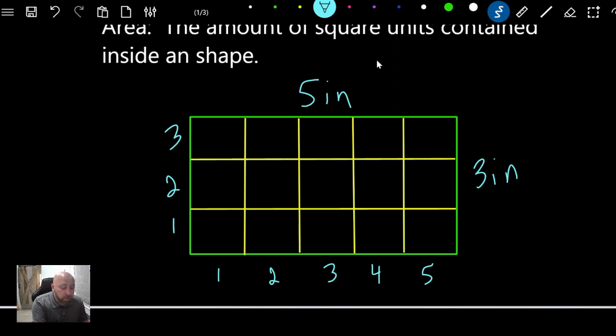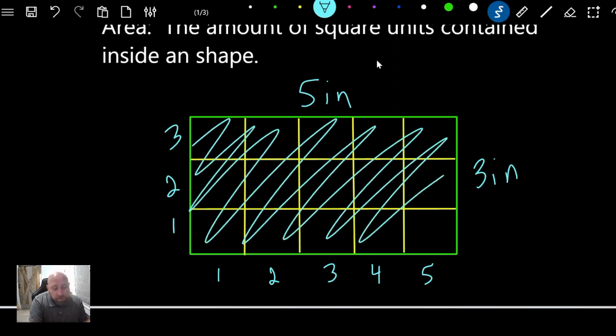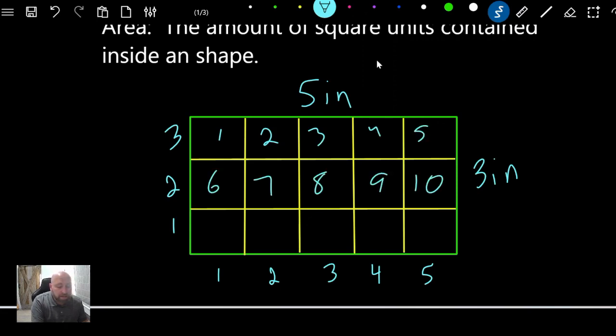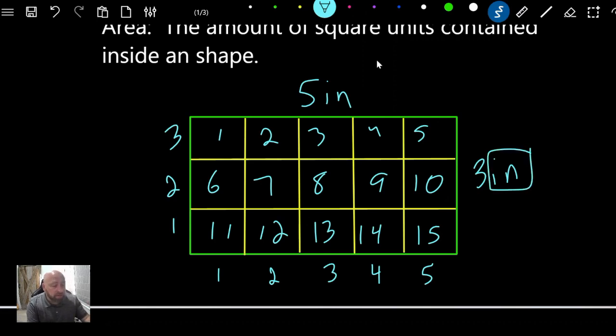Well, what we can do is tell how much space is inside the shape by counting the boxes. So if we go through the whole thing and we count 1, 2, 3, 4, 5, 6, 7, 8, 9, 10, 11, 12, 13, 14, and 15. There are 15 square units or 15 boxes. So what was our measurement? Our measurement was inches. So the solution to this would be that there are 15.